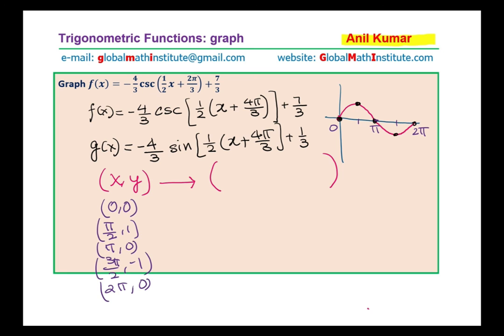Now, after getting these points, we need to understand the transformation. The horizontal value gets modified because of these two parameters. So let me include them. So it becomes 2 times the x value minus 4 pi by 3, correct? That is the phase shift left. And as far as the y values are concerned, we need to multiply by minus, right? So we get minus 4 over 3 times the y value, and add 1 over 3. Correct. So that is how you're going to do it.